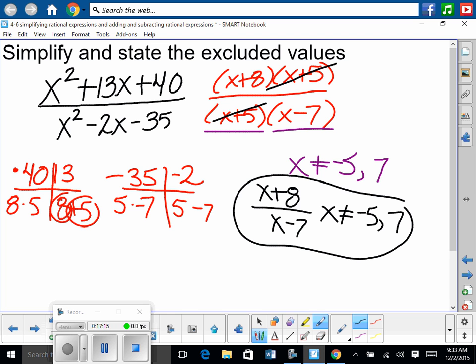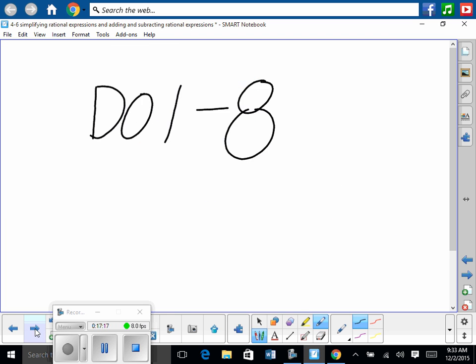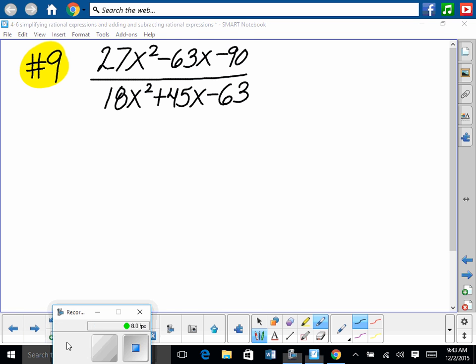Are we getting the gist here? Okay, I think we're good then. Do 1 through 8. Ready, set, go. Okay, now I'm going to do some of my examples off of your worksheet. So let's go through it, guys.